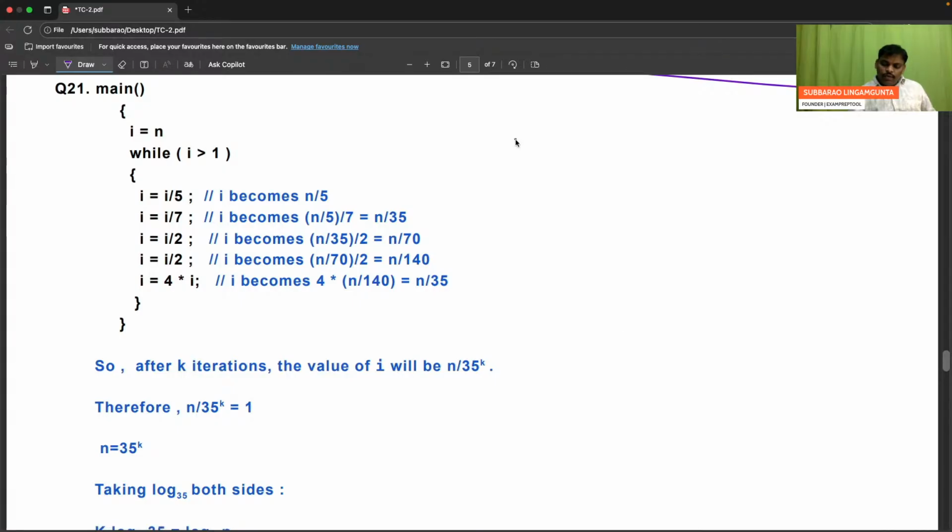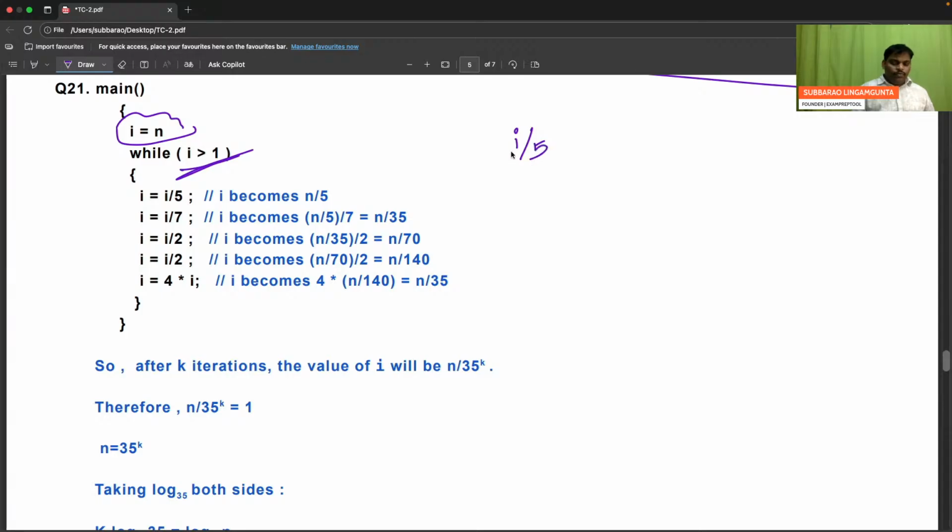First, two, i by 5. Remember, you started with a big number. You started with a big number, which means inside should decrease. Then only will you see the termination condition. See what is happening. First you divide by 5.